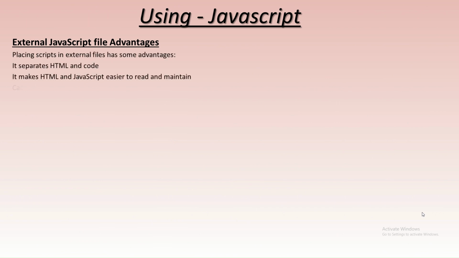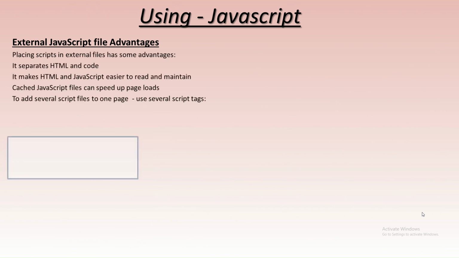Placing scripts in external files has some advantages. It separates the HTML code and the script. It makes HTML and JavaScript easier to read and maintain. Cached JavaScript files can speed up page loads. To add several script files to one page, use several script tags. For example, script src equals myscript1.js, end script tag, open script src equals myscript2.js, end script tag. So this is trying to link up two JavaScript files with two script tags.